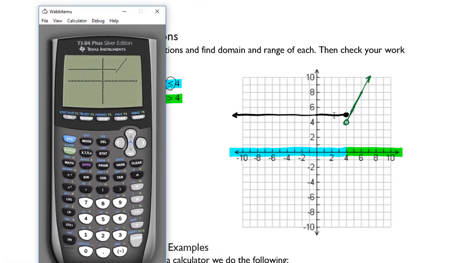You can't see the endpoints on your calculator. They haven't figured out how to do that yet. Maybe one of you can figure that out if you become a computer programmer. I'm sure TI would love to have you.